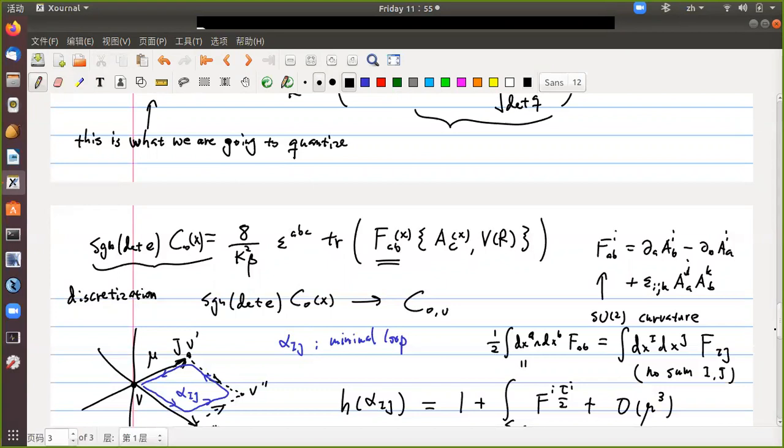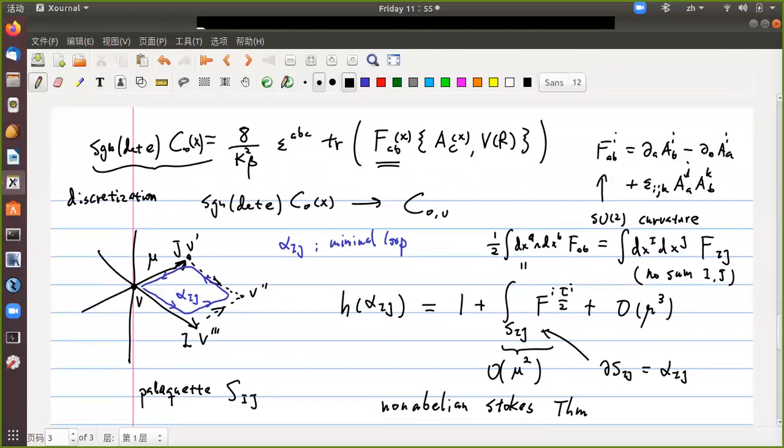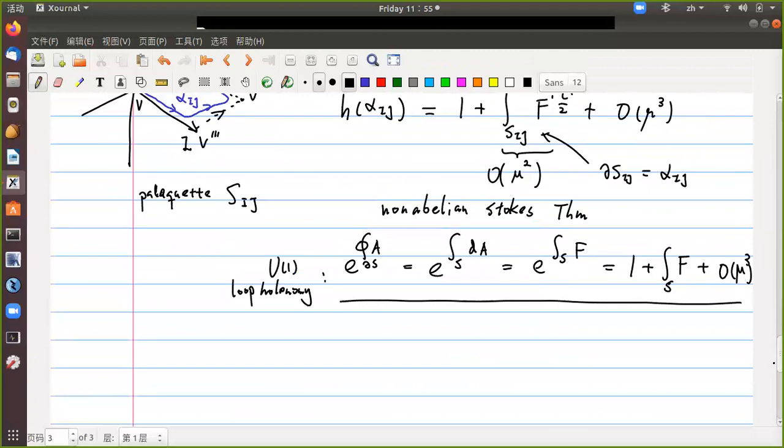Okay, I see. Thank you. Otherwise, you can just think this is a name, and it's perfectly fine if you don't call it curvature, you call it field strength. All right. Any other question?